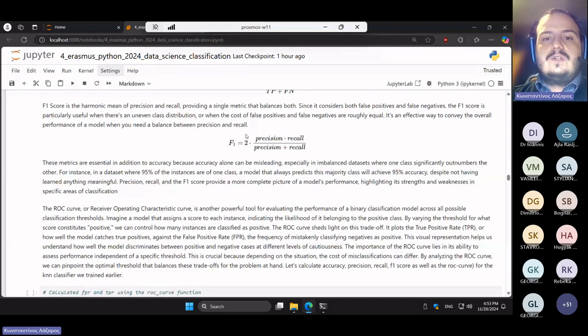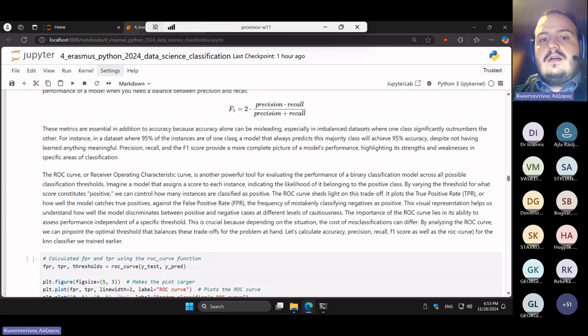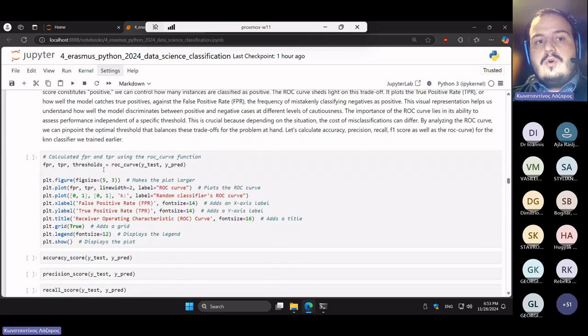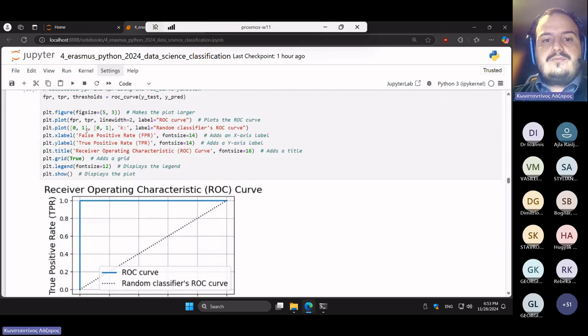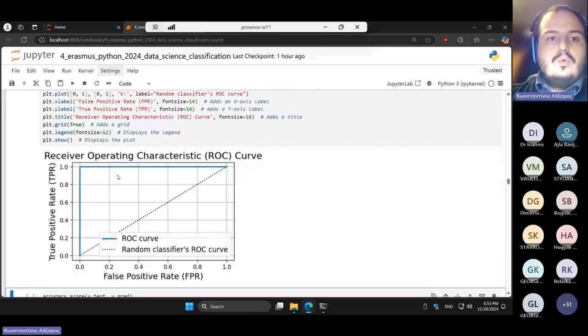Like this is also called the harmonic mean between precision and recall. So F1 is considered to be that. And then there is also a third score, or a third metric, a third sort of tool that you can use to do this, which is the receiver operating characteristic curve, which is this blue line that you see right there.